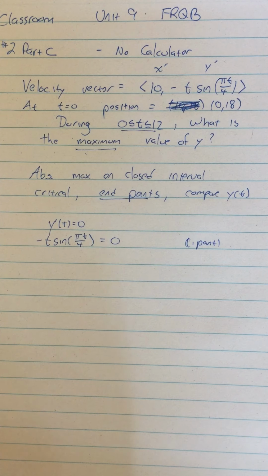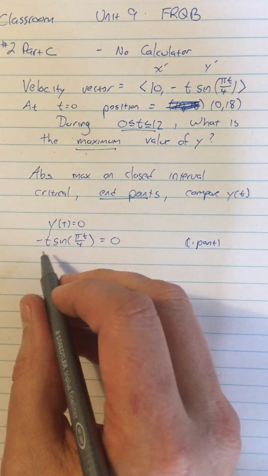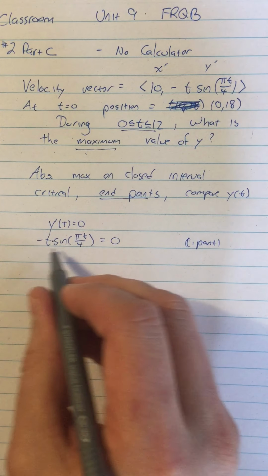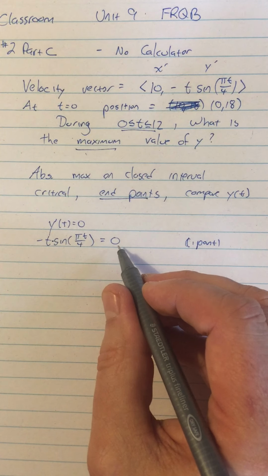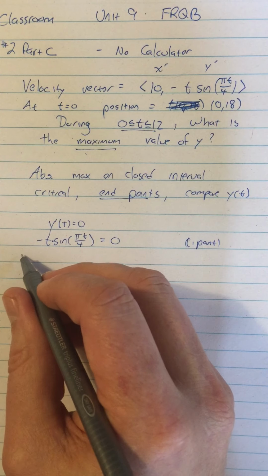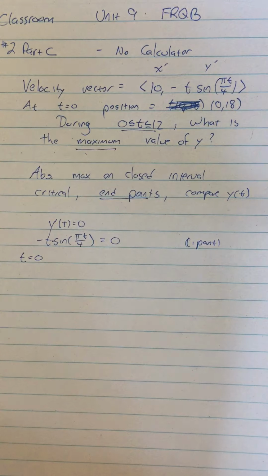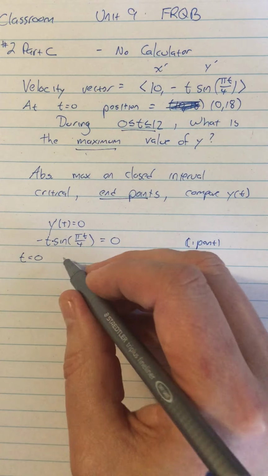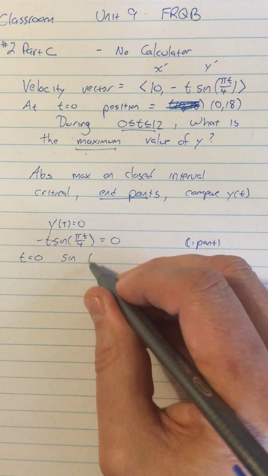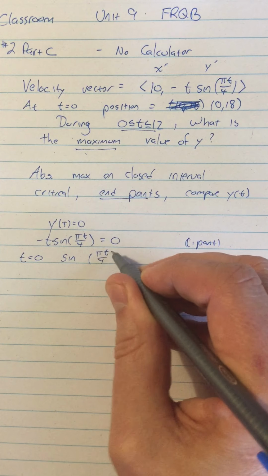Now the next thing is to solve this, which is not trivial. So you really have a product of two factors, and we know that that product is equal to 0. So we just set each of the factors equal to 0, just like if it was a factored quadratic. It's not a quadratic, but the same principle holds. Either t is equal to 0, or sine of pi t over 4 equals 0.